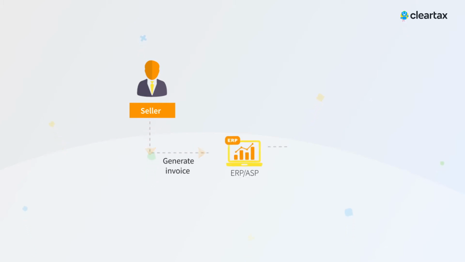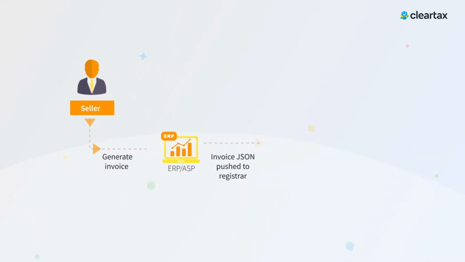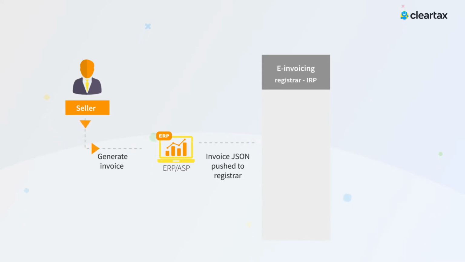Let's understand the workflow of e-invoicing. The seller needs to generate the e-invoice in JSON format from ERP or billing system with all mandatory fields as provided in the e-invoice schema. Now, the invoice has to be uploaded in JSON format on a portal defined by the government as the Invoice Registration Portal, which is IRP.